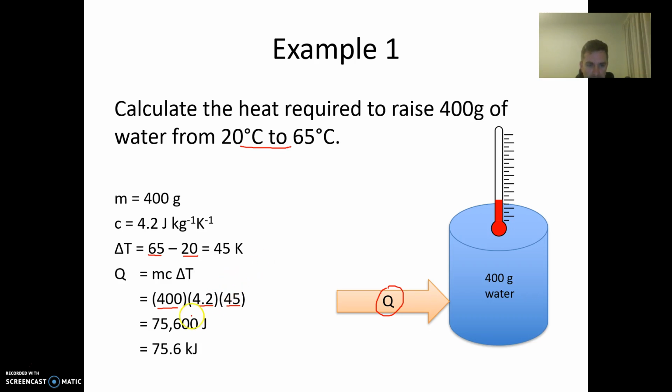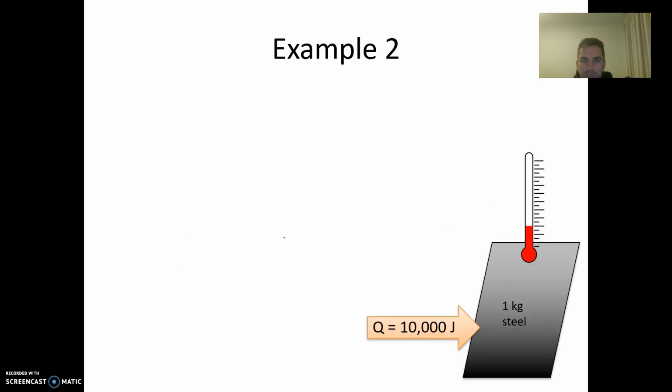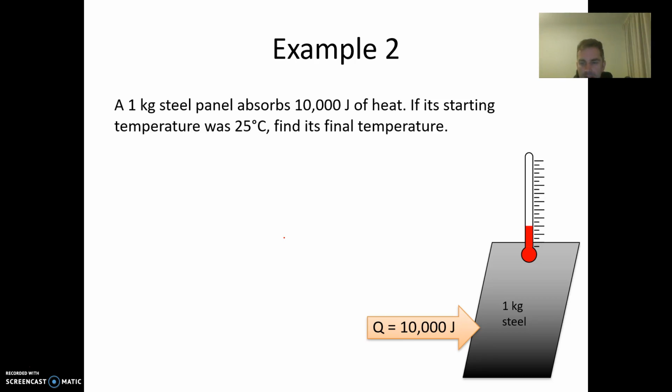And we can round that off. If we bring that decimal place back by 3 points, we can change that into kilojoules, so 75.6 kilojoules. So that's how you would work out the heat if you knew the mass, the specific heat capacity, and the change in temperature. We'll just do a second example.